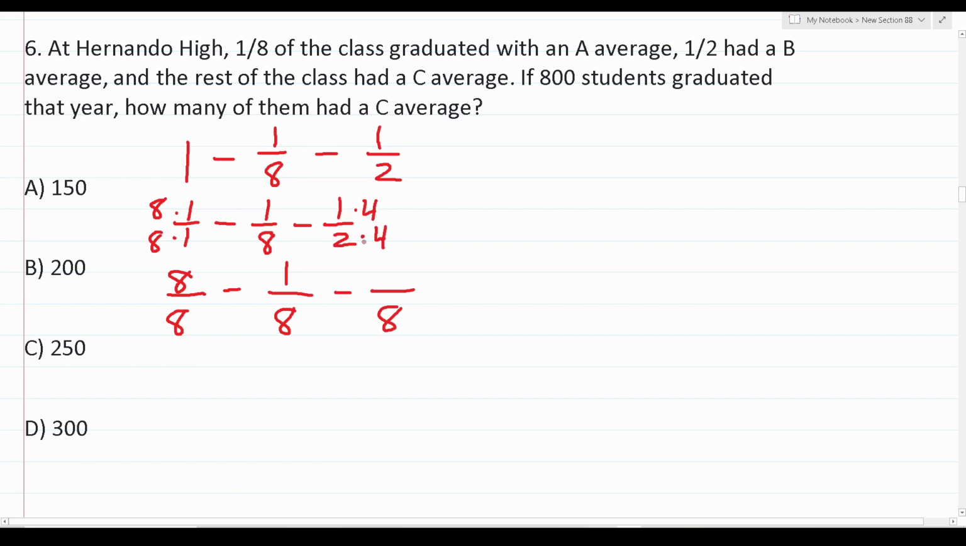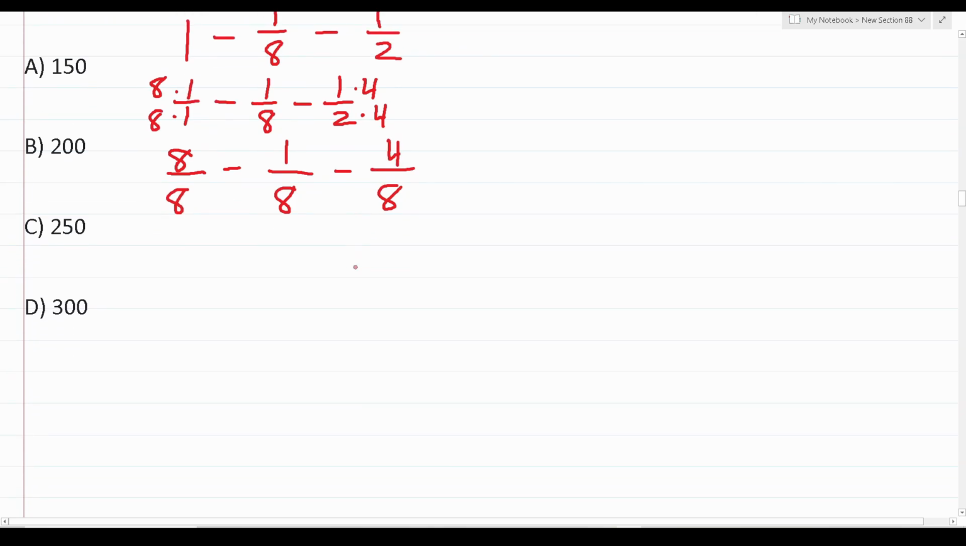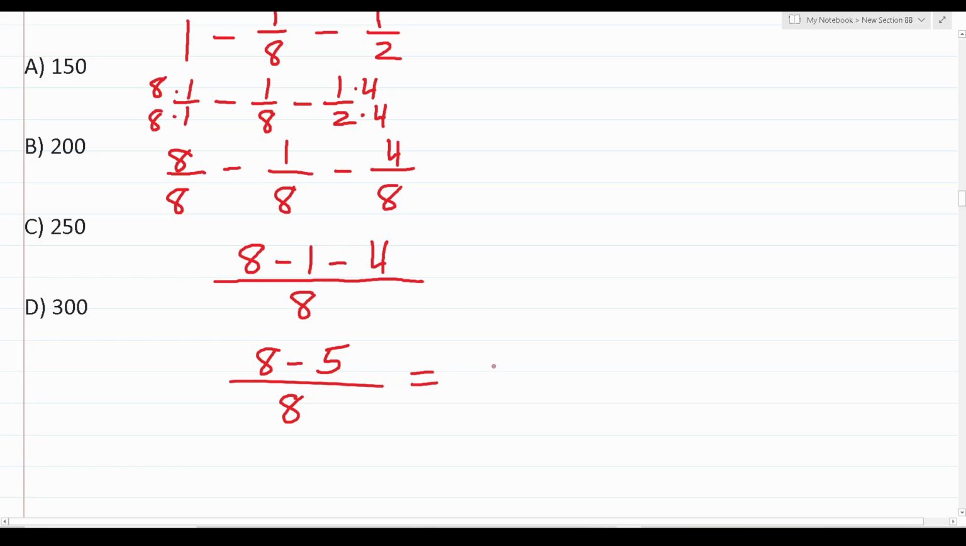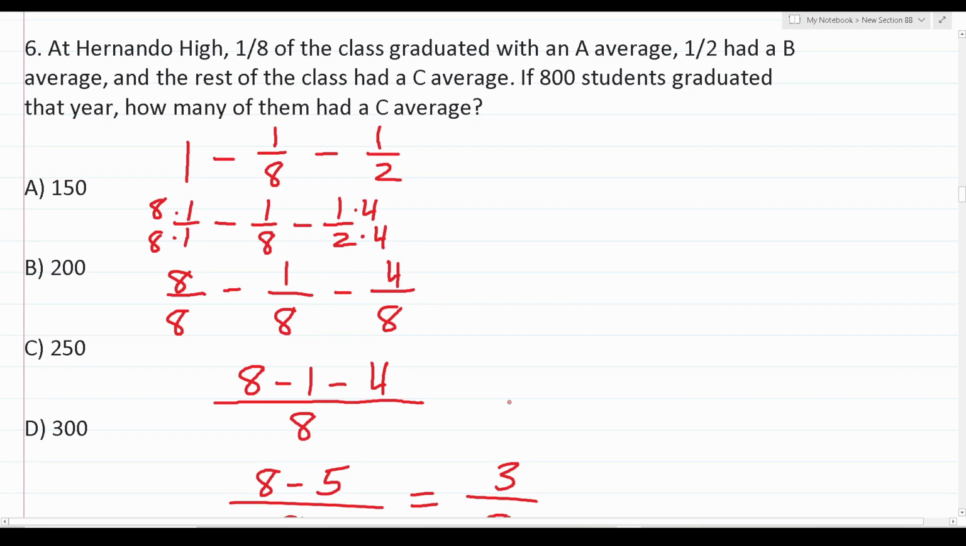2 times 4 is 8. 1 times 4 is 4. All right, so now that these fractions all have the same denominators, we can go ahead and combine them like this. 8 minus 1 minus 4 all over 8. This is the same as 8 minus 5 over 8. 8 minus 5 is 3, so this is 3/8. So we know that 3/8 of the class that graduated had a C average.